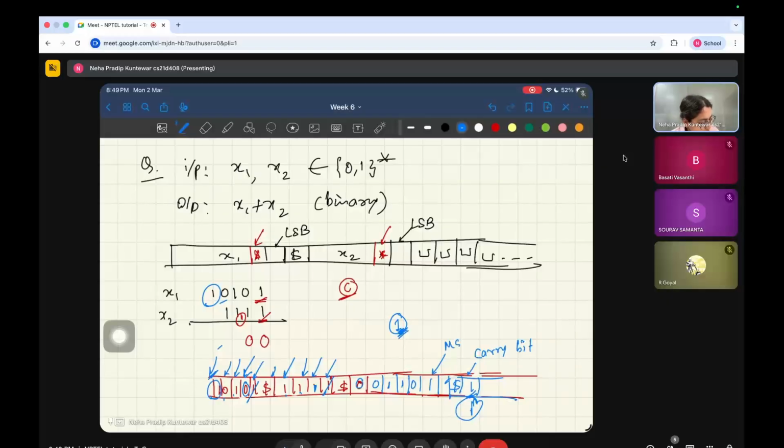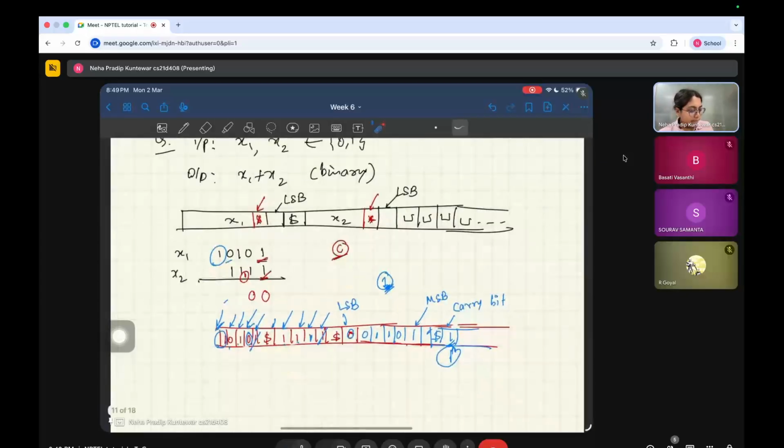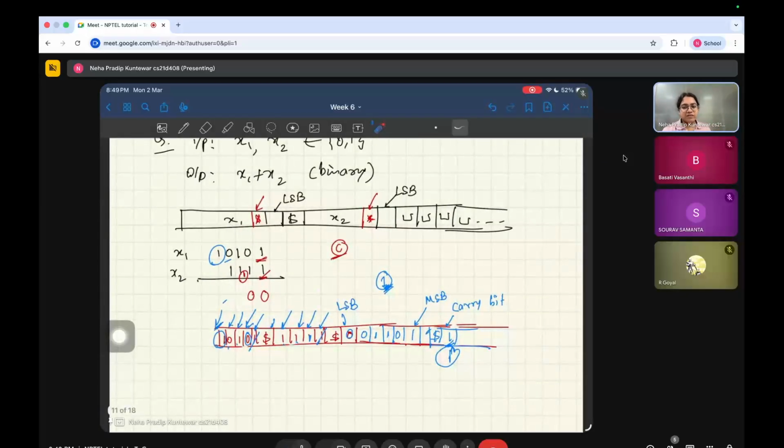Notice that this is your MSB and this is your LSB. So if you want to output MSB to LSB, what you can always do is read the input from left to right and reverse it. That is something you know how to do.